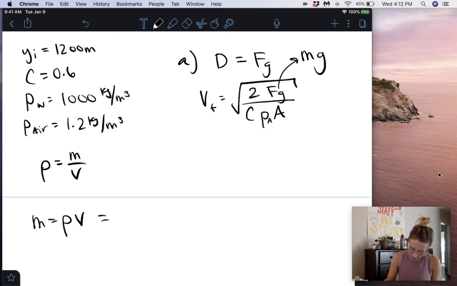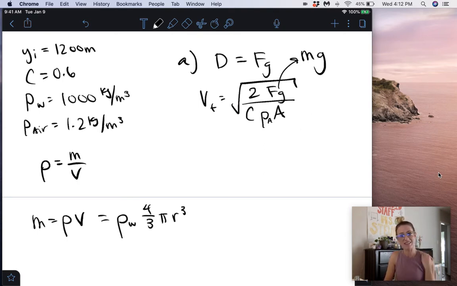So that means we're going to have the density of the water times 4/3 pi r cubed. If you don't remember that, that's something you can look up. Also on the AP test, the volume of a sphere should be on the equation sheet. There's a bunch of constants like that. They have the equation for area, the volume of a sphere, the circumference of a circle, things like that.